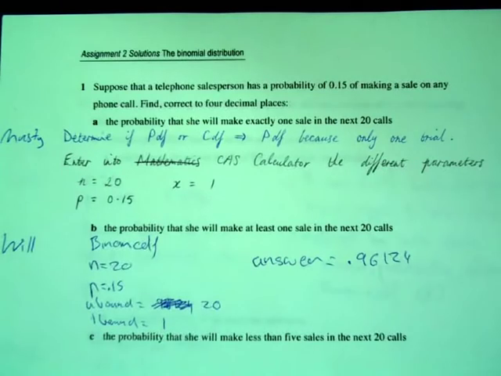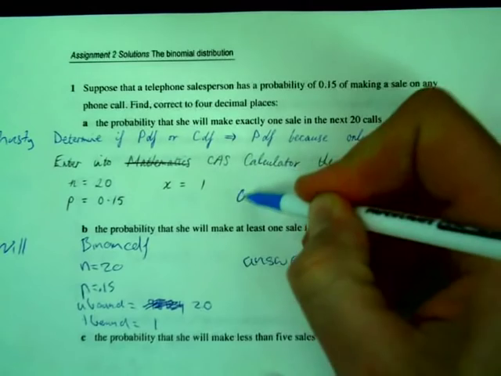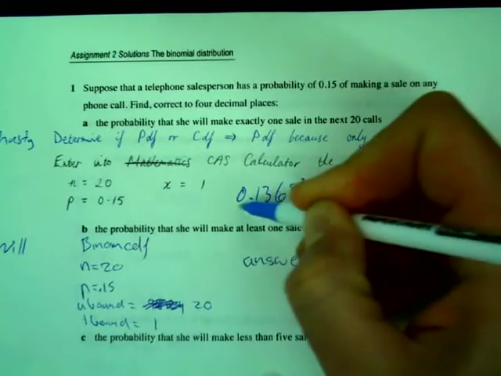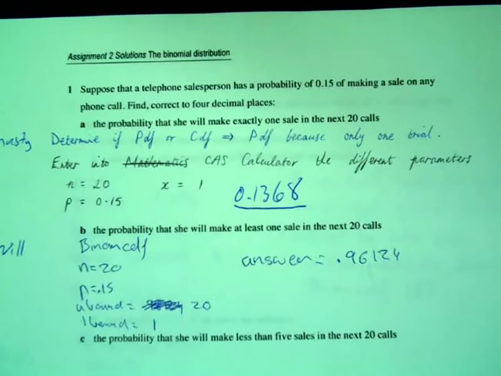What was the solution? The solution was 0.1368, yeah? Yep. So we'll just write that in there. Cool. Will?